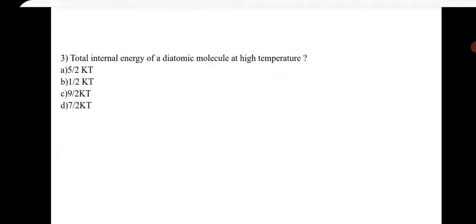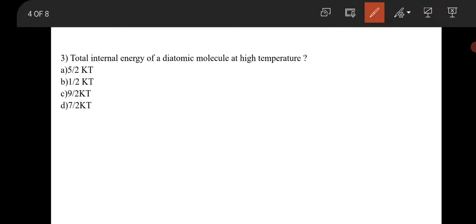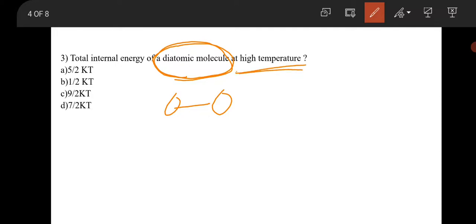So move to the next question. The next question is one of the most important questions, you can say. The question is all about the equipartition of energy theorem. The question is about the total energy of a diatomic molecule. It's given that the molecule is diatomic in nature, at a high temperature, which is the most important condition. First of all, we have to determine the degrees of freedom.